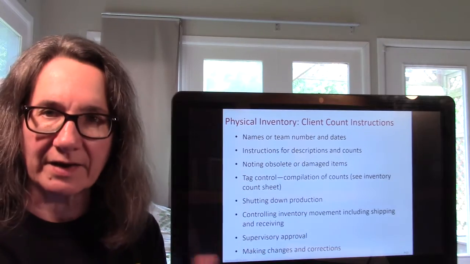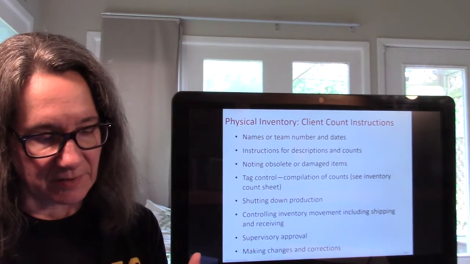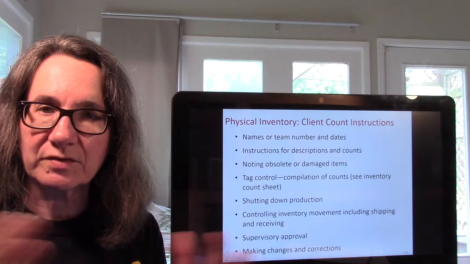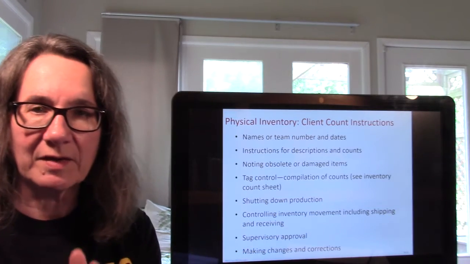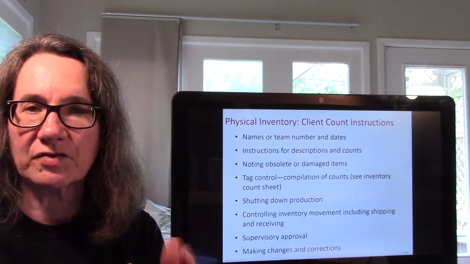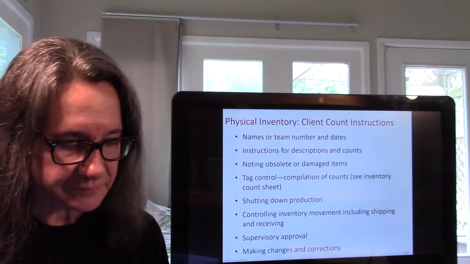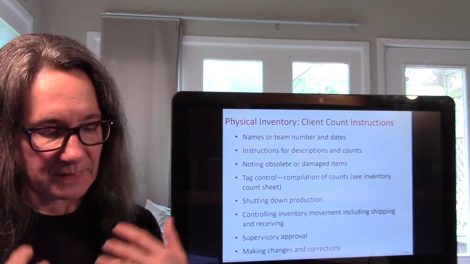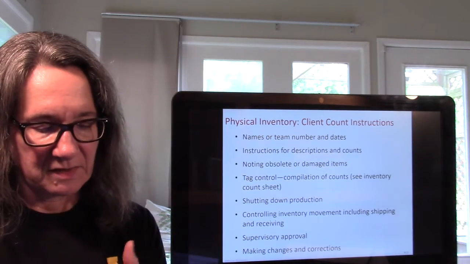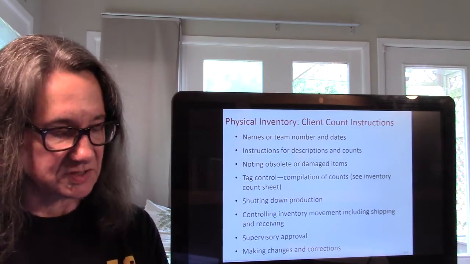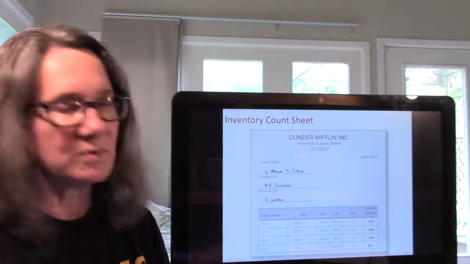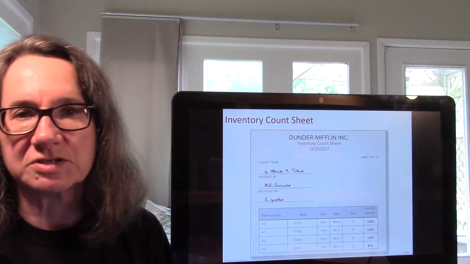How do they compile it? How do they add it all together? Are they shutting down production while they do the count? How is that working? How are they making sure that things aren't getting counted twice as they're moving along? Are supervisors reviewing it? Are there changes, corrections? Like, what is that? How does that work? So you would want to get copies of their worksheets and look them over.